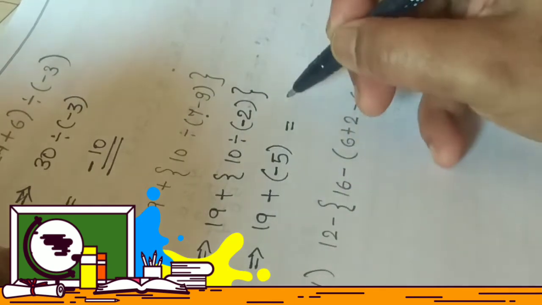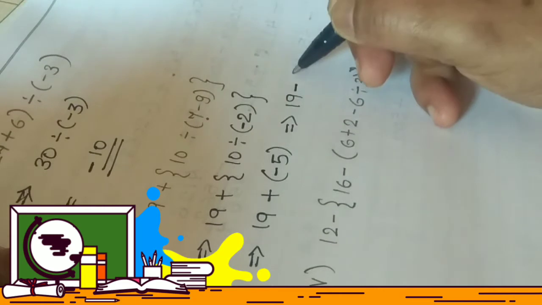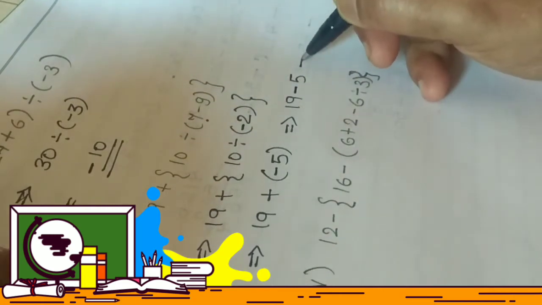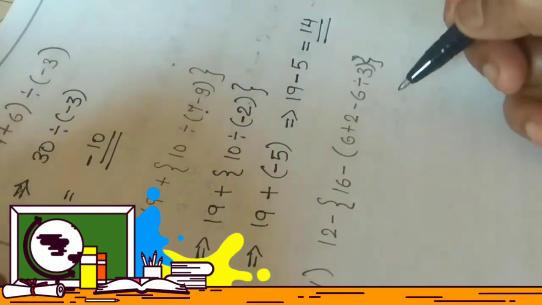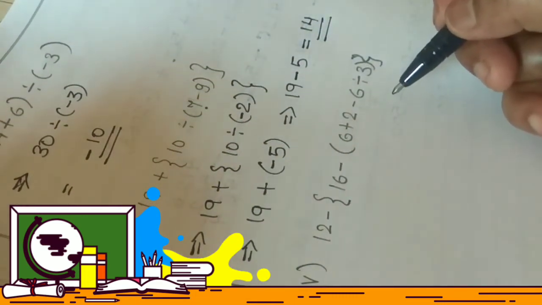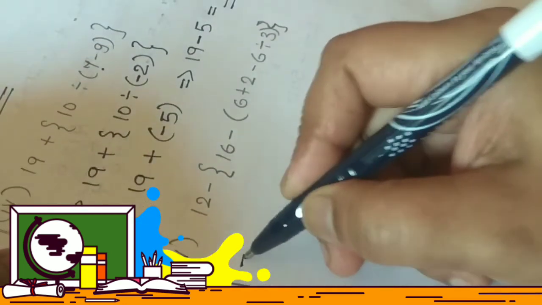Now plus minus, what will be the answer? Plus minus is minus. So 19 minus 5 will become 14. So the answer will be 14. So always do it step by step. Don't go for the shortcut. Take your time and solve it.